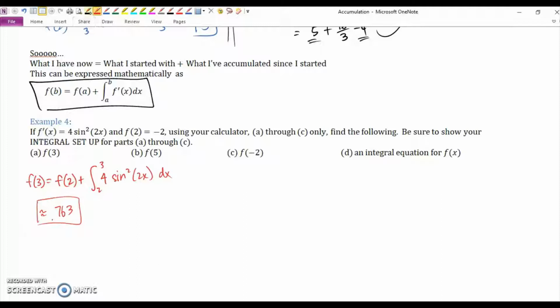So again, could do the same thing on the next one. F of 5 is equal to f of 2 plus the integral from 2 to 5 of 4 sine squared 2x dx.